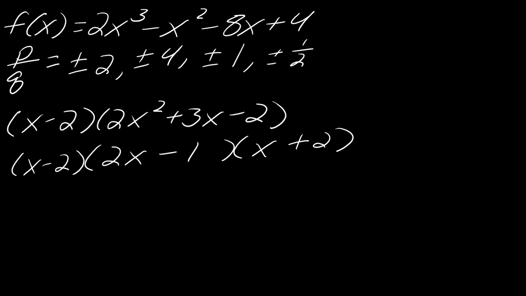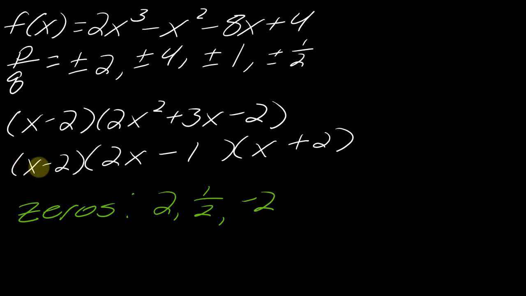Cool. One other thing I want to point out about this. So what are the zeros of this polynomial? So my zeros are 2, 1/2, and negative 2. If I set each one of these factors equal to 0, so just to be clear, if x minus 2 equals 0, that means x equals 2. If 2x minus 1 equals 0, if you take a second to solve for x, you will get that x equals 1/2.